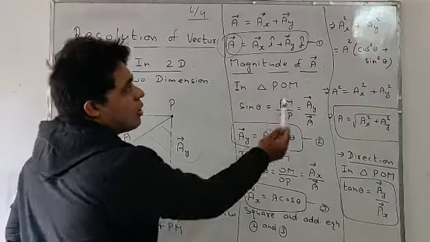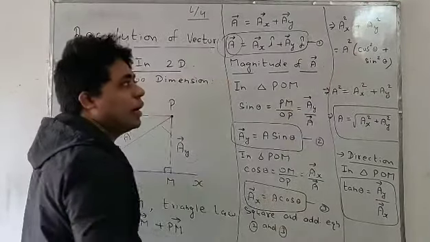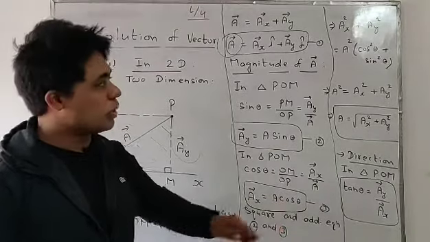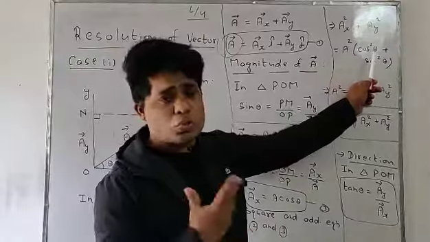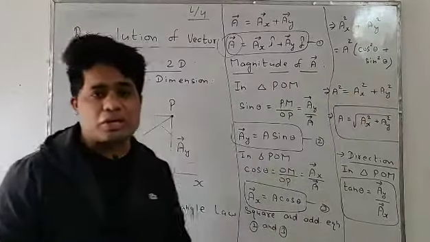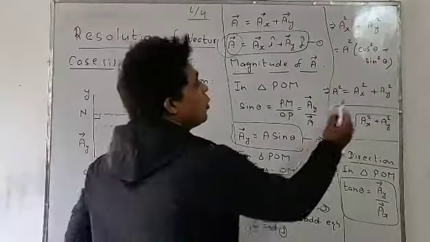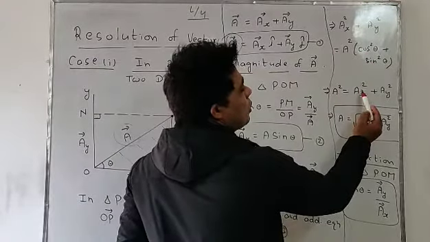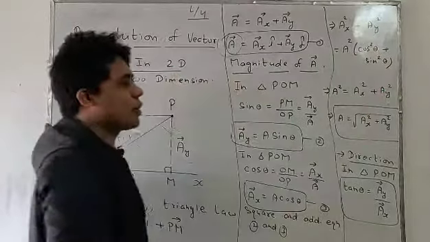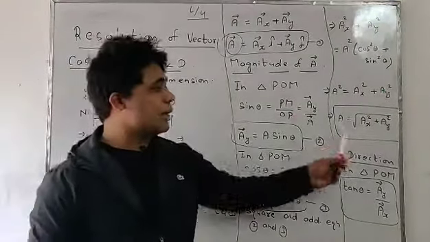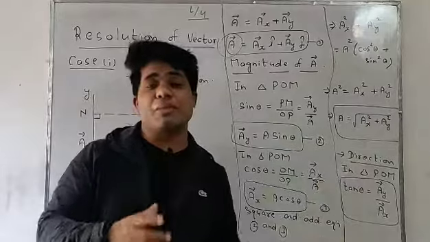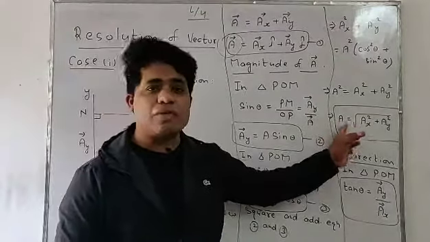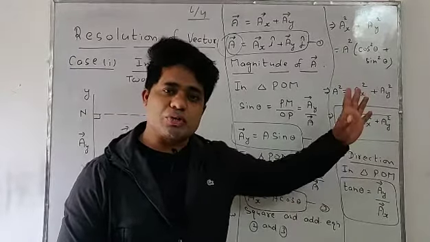AX square plus AY square on the left hand side, and on the right hand side, A square cos square theta plus A square sin square theta. Common is A square, so the remaining term will be cos square theta plus sin square theta. Now students, we know cos square theta plus sin square theta is 1. So this is A square, and that is AX square plus AY square. When we remove the square, there comes a root. So this will be the magnitude in resolution of vector in 2 dimension: vector A equals root of AX square plus AY square.